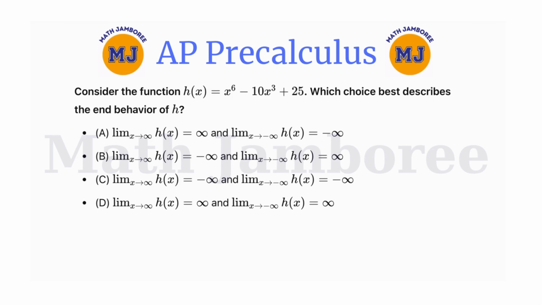In today's video, we have another AP Precalculus type of question from the topic of polynomial functions and end behavior. Let's solve it together. Consider the function h of x is equal to x to the power of 6 minus 10x cubed plus 25. Which choice best describes the end behavior of h?